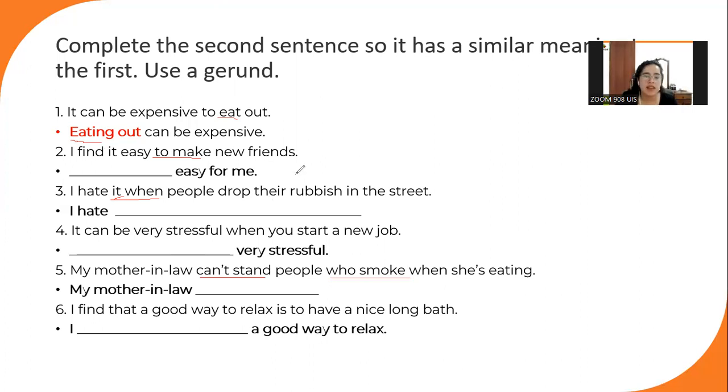Yes, it's the same. Entonces, ahí lo único que cambiaríamos es a las personas quienes fuman, es como raro decirlo así, entonces, a las personas que fuman sería el gerundio. Ella no soporta que la gente fume cuando ella está comiendo, ¿ok? Que las personas fumen cuando ella está comiendo, people smoking. And for the last one, I found that a good way to relax is to have a nice long bath.